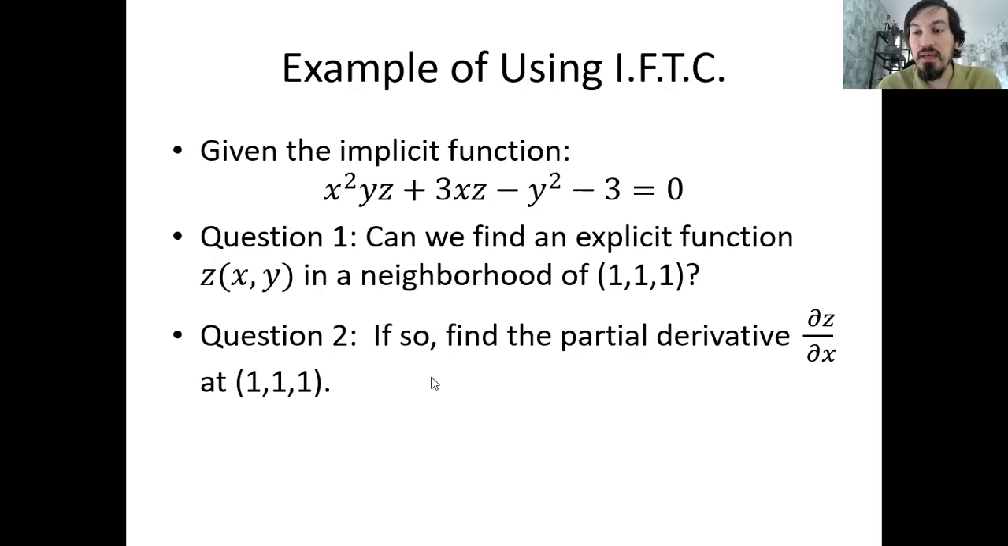For question 2, find the partial derivative dz/dx. Well, that is simply, remember the flipping, those red arrows where I flipped? It's going to be negative f, and remember, I flip it, so x is on the top now, and z is on the bottom. That's going to be the answer. But evaluate it at (1, 1, 1). And for question 1, we just need to show that f_z is not equal to 0.